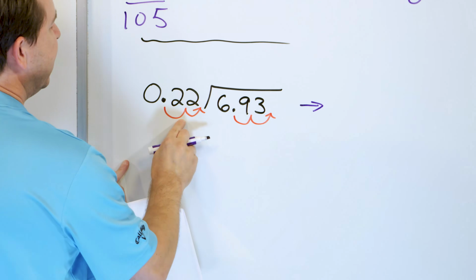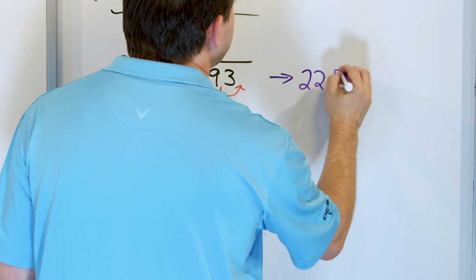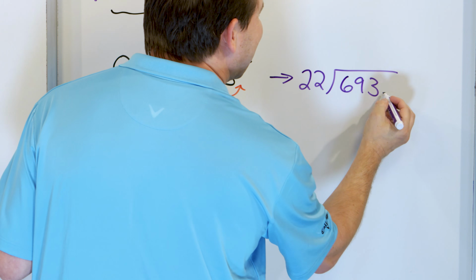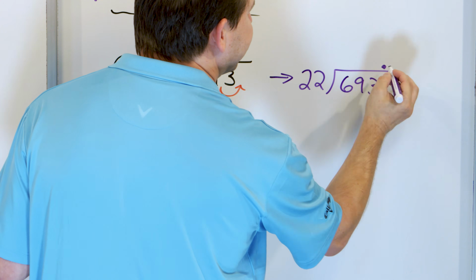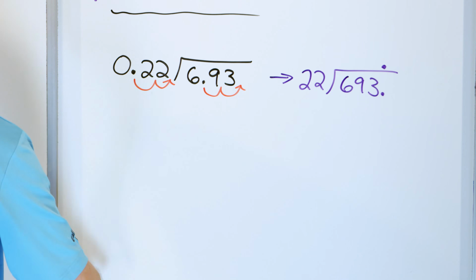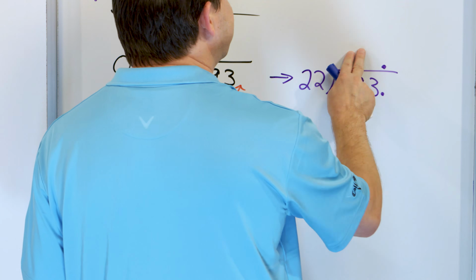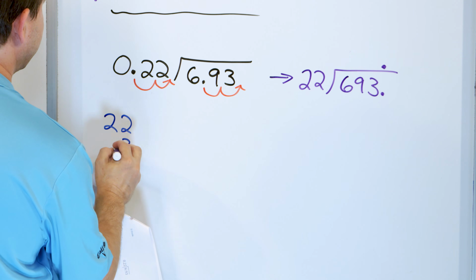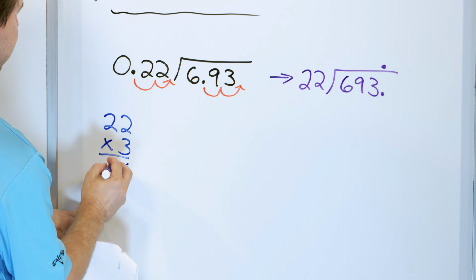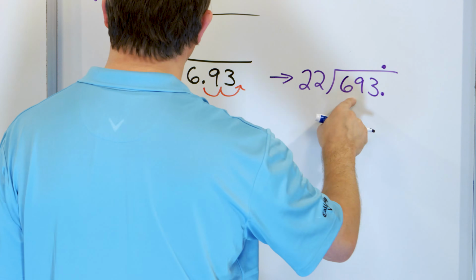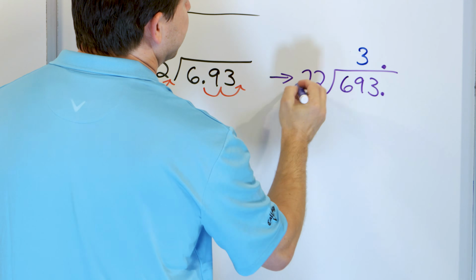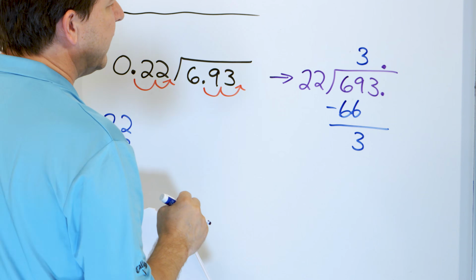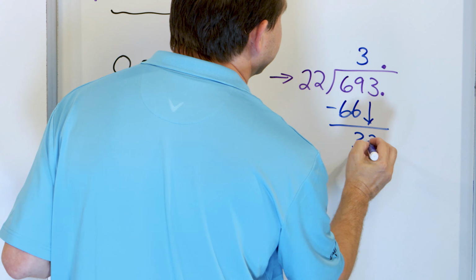So what we're going to have is this on the outside will become 22, and on the inside it'll become 693 with a kind of an invisible decimal point here, so I can float it up in the answer if I'd like. Now, 22 times something is as close to 69 as possible. I'm not sure, but let's say 22 times 3. 2 times 3 is 6, 2 times 3 is 6, so 66 is as close as I'm going to get. So I have a 3 here. Multiply, I get 66. And 9 minus 6 is 3. So I have a leftover of 3, and I grab the next digit, which is also a 3.